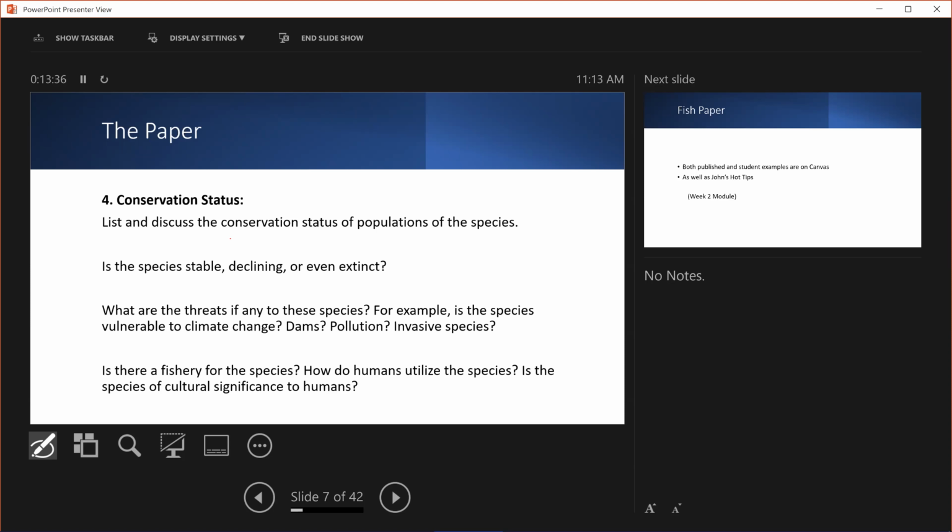Also talk about fisheries. If there's a fishery for the species, discuss that. If humans utilize it, discuss that. There's cultural importance, also hot topics. So if you think about it, there's tons of stuff that you can include in this 3 to 5 page paper that can fill it up pretty quickly. It won't be enough room. The trick will really be to condense it in clear, simple language.